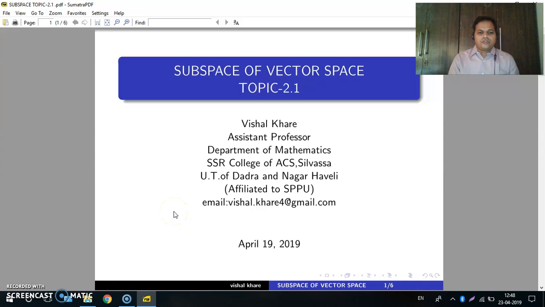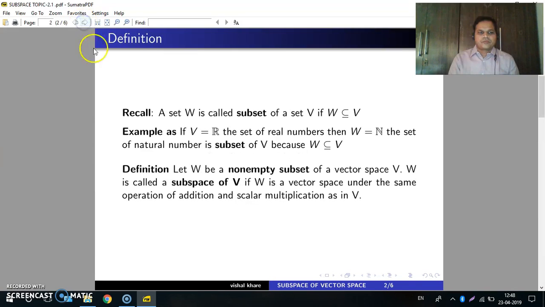Welcome to the tutorial on subspace of a vector space. Recall the definition of a subset. A set W is called a subset of a set V if W is contained in V. An example is, if V is equal to R, the set of real numbers, then W is equal to the set of natural numbers N is a subset of V because W is contained in V.